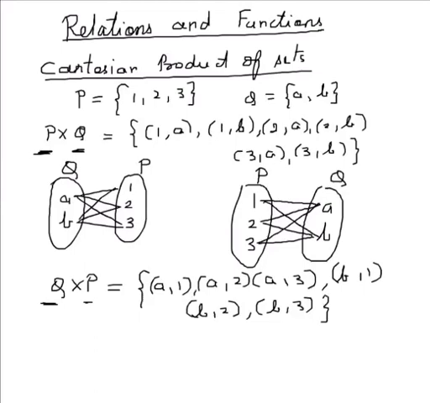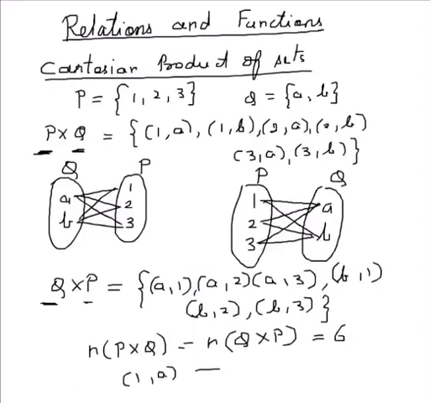If you notice, the number of elements of P cross Q and Q cross P are the same. They have 6 elements each. But the elements are not the same. 1, A and A, 1 are not the same elements. That's why we call them ordered pairs. If you change the order of these elements, that represents a different element. 1A and A1 are different elements.